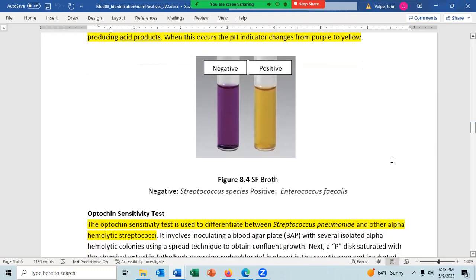So Streptococcus species are negative, and they'll be purple in the SF broth test. Enterococcus faecalis is positive, and it'll be positive or yellow in the SF broth test.